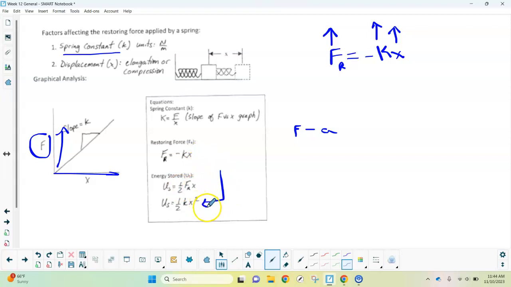This here is just our spring potential energy equation. That's going to come into play here, and we're going to use that a lot. So again, 1/2 kx² is what we use for that.